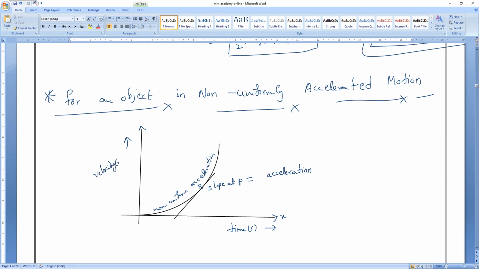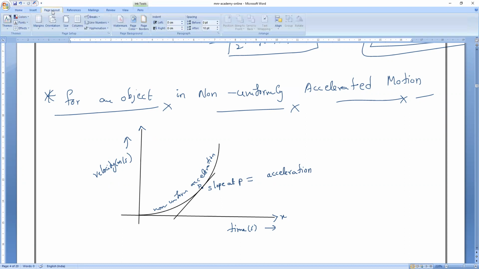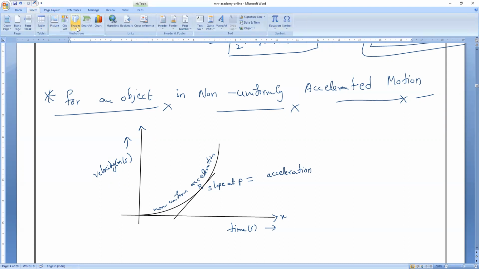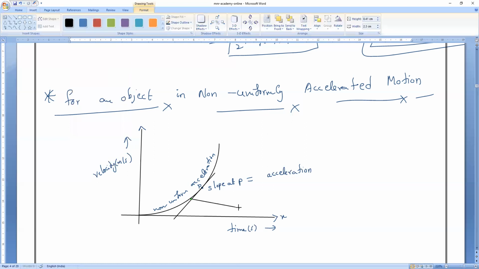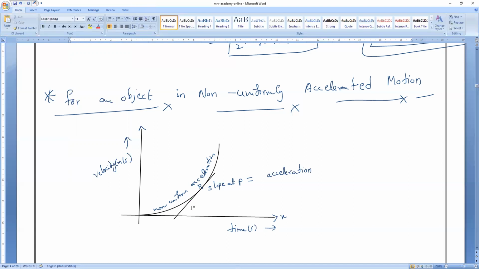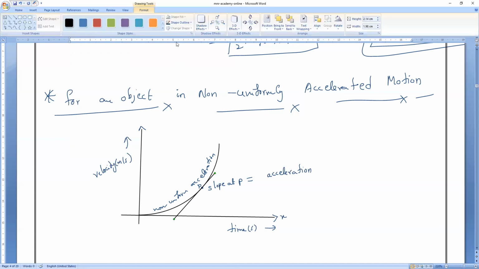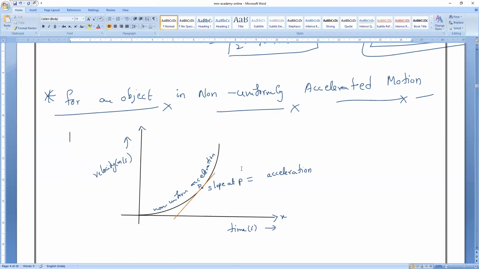What is the unit of velocity? Meter per second. If you want to find the acceleration for a non-uniform motion, what can you do? At a particular point, you will draw a tangent. If you draw a tangent, then that is the slope of the graph, so at that point I can find the acceleration.